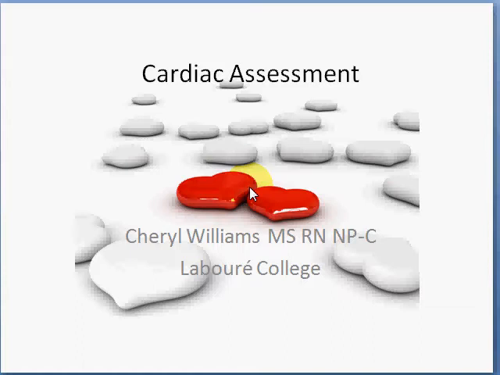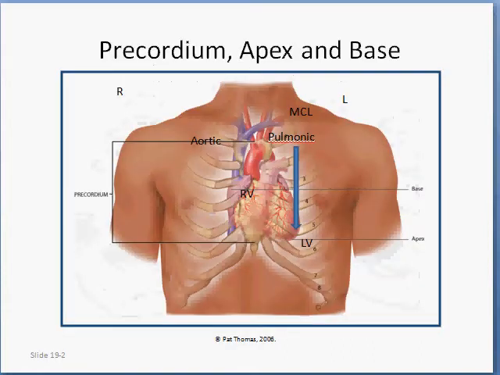This series is on cardiac assessment. Here we'll talk about how you physically assess a patient with cardiac disease. The heart is an organ that weighs about a pound, and it's about the size of your fist. It sits in the midline in the chest, leans a little bit to the left, and sits principally between the second intercostal space and the fifth intercostal space.